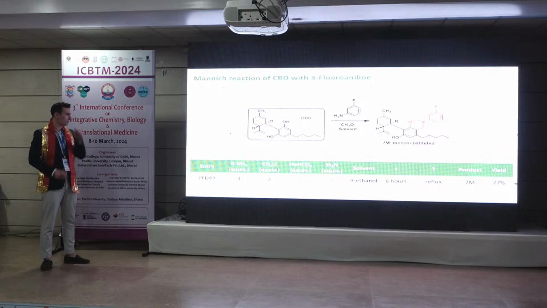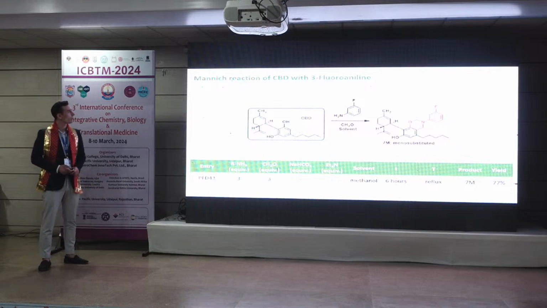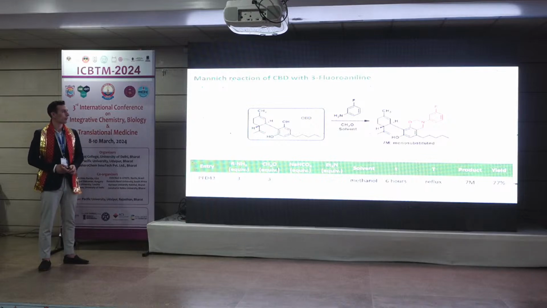And then, sorry, we were about to try aromatic amines. So this is why we used aniline derivatives, which contained a fluorine atom on the third position, and on the fourth position. Starting the work with CBD, we used the same conditions, I mean the same ratios in case of CBD and CBG. I mean 3 equivalents of amine, 3 equivalents of formaldehyde. We proceeded the reactions in methanol as solvent, and we applied reflux.